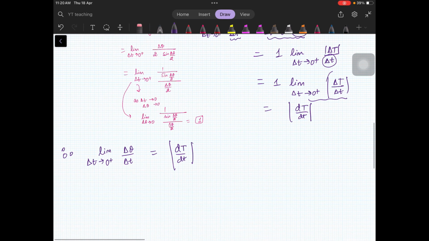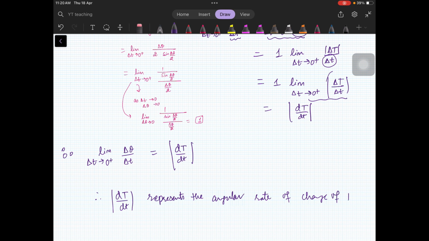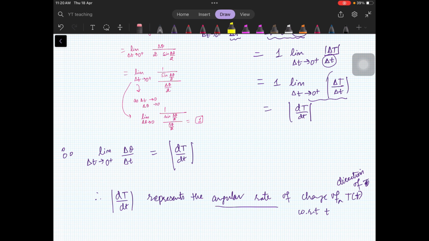So therefore, the modulus of the rate of change of the unit tangent vector with respect to time represents the angular rate of change of T. Angular rate of change of T, that means the direction of the unit tangent vector with respect to t. Okay, angular rate of change of direction of T. Does that make sense? Right? So we will see that this is a very important result which will lead us to the definition of curvature, which we are going to discuss in the next video.